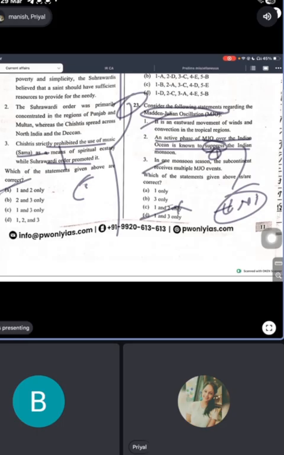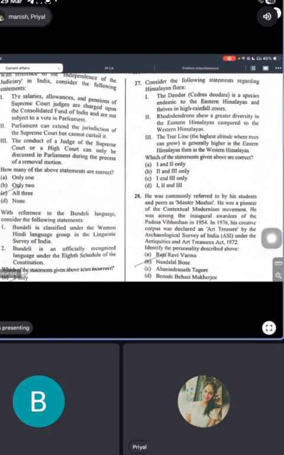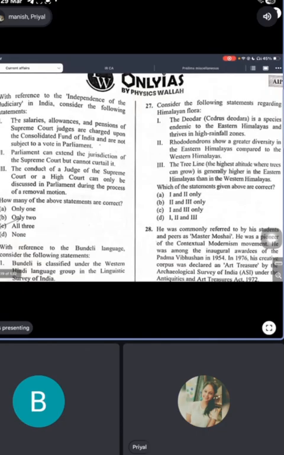So guys, see this, do you know what I'm telling you? Yes, of course, some basic knowledge you should have, but I'm saying, if you have some basic knowledge and some elimination technique, you can solve it. Okay, nice question, geography, polity questions.